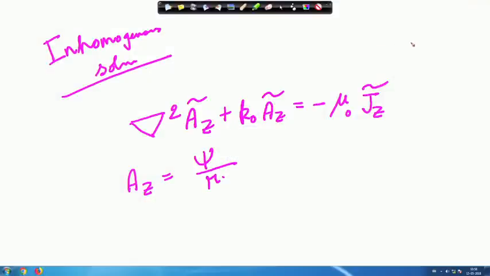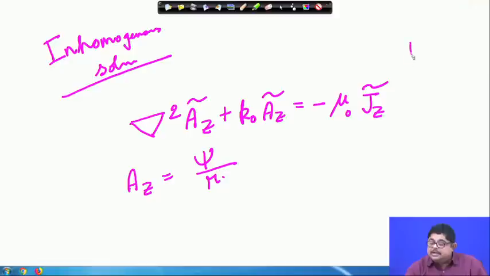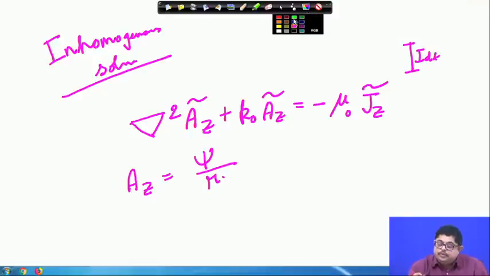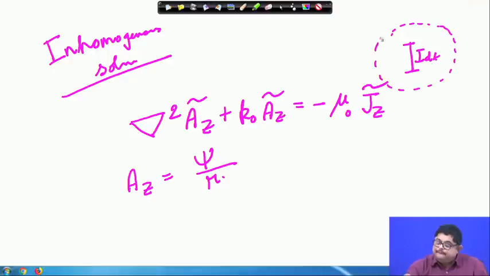So, if we have this current element source IDL, over this we put a spherical volume of radius r naught, we find this out, and then we force that r naught to go to 0. So, that will be the effect of this source. So, this is the idea.